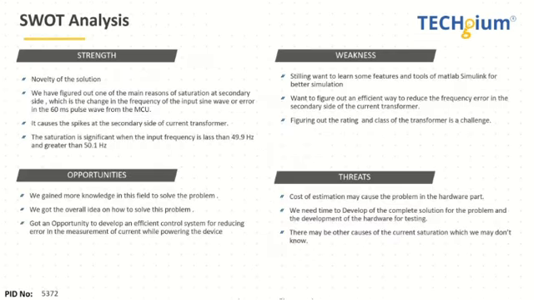SWOT analysis. We are concerned about our strengths, weaknesses, opportunities and threats. We figured out one of the main reasons of saturation at the secondary side, which is change in frequency. We consider it one of our main strengths, and our weakness is figuring out the rating and class of transformer in this challenge. We gained a lot of exposure, which we consider an opportunity to learn more about CT, and threats. The cost estimation is considered one of the main threats for us, and my teammates will explain about the circuit.